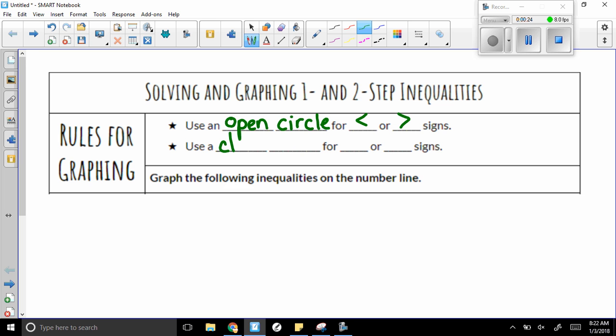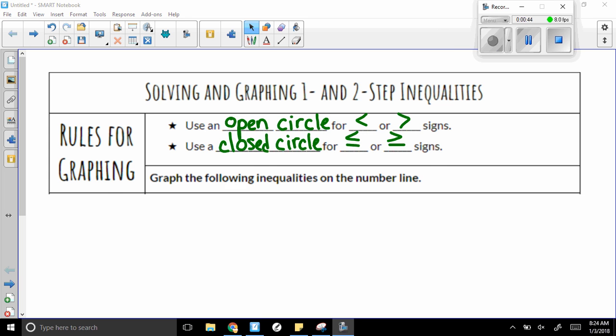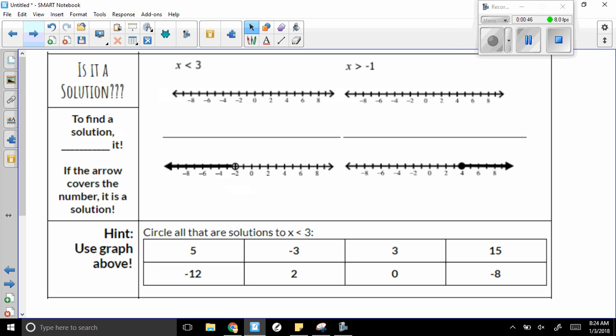And you use a closed circle for less than or equal to and greater than or equal to. So one thing that I do to help me remember this is that if I have to take the extra time to draw that line underneath the symbol, then I have to take the extra time to color in the circle on my graph.